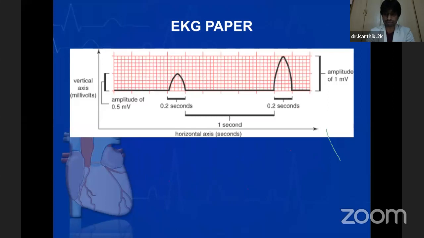So on an EKG paper, the width or the duration is along the horizontal axis, and the amplitude is along the vertical axis.